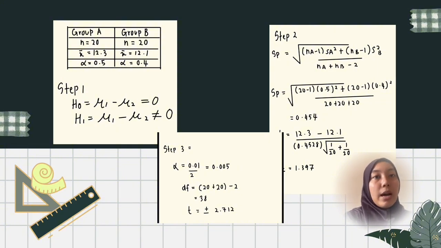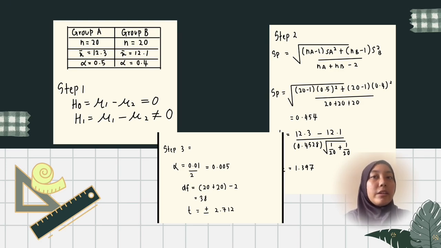First, we set up our hypothesis. The null hypothesis states that the mean sprint time of the two groups are equal. The alternative hypothesis, H1, states that there is a difference between the two means. Next, we calculate the pooled standard deviation using the formula. So, after substitution, the pooled standard deviation is 0.4528. Then, we calculate the t-test statistic using the t-test formula. By substituting the values, we get t equal 1.397.